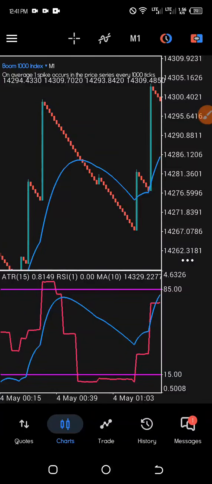So in today's video we are going to be looking at this boom and crash scalping strategy. With this strategy we'll be able to scalp some candles in the boom and crash index.